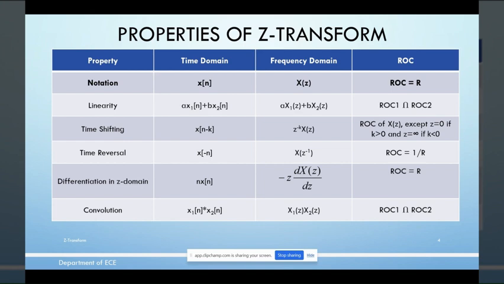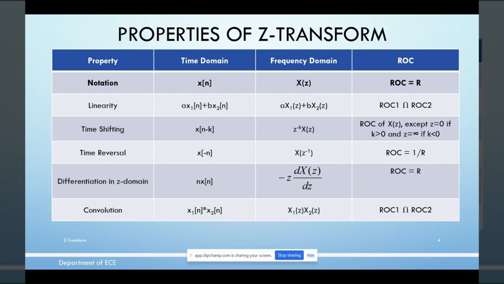So linearity means that it is preserved in both time and frequency domain. Whereas time shifting, for example, x of n minus k, where the signals are shifted, is represented in the time domain. While going to the frequency domain, we multiply x of z by z power minus k. This is the time shifting property, which is used while designing filters and plays a major role in filter design. The ROC is the same except z is equal to 0 if k is greater than 0, and z is equal to infinity if k is less than 0.